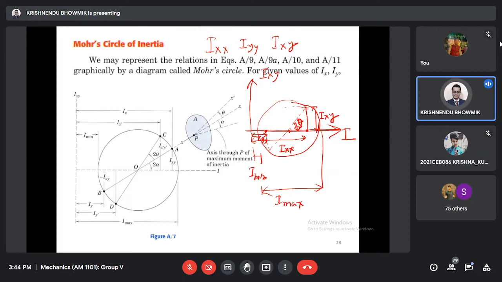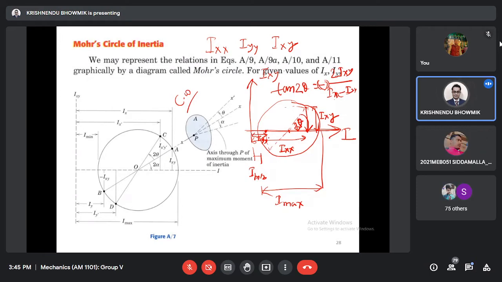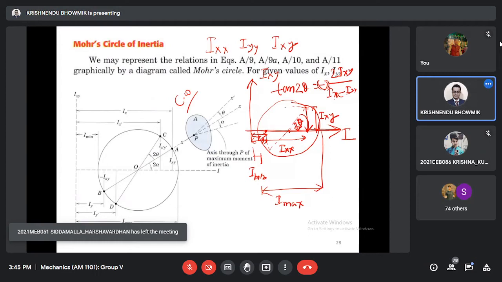So for the 2 theta variation, we know that tan 2 theta equals minus 2 Ixy by Ix minus Iy, or you can write Iy minus Ix, or write Ixx and Iyy. And you can clearly check that it is a clockwise direction movement. That's why theta was negative here. Once we solve the problem, we'll understand. This way we get the principal axis directions and I max, I minimum values. This is called the Mohr's circle.